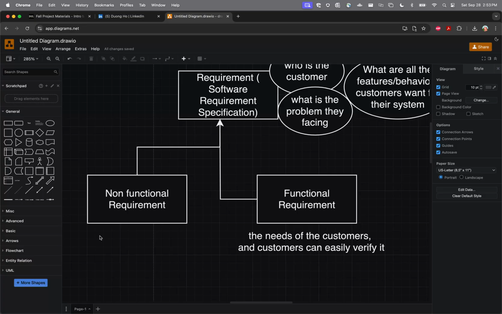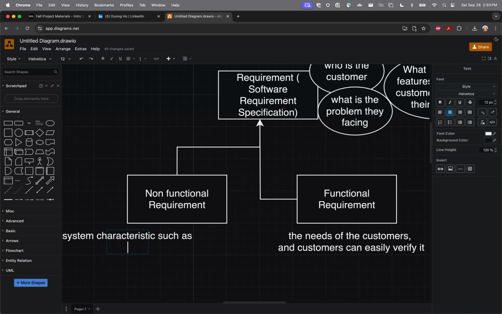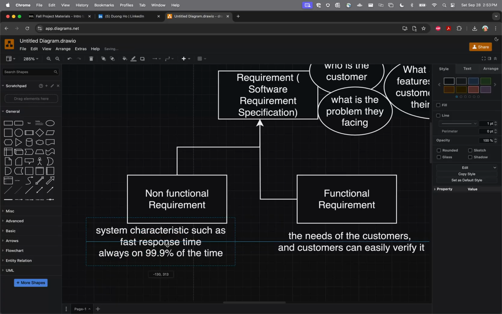System characteristics such as fast response time, always on 99.9% of the time, things like that, right?